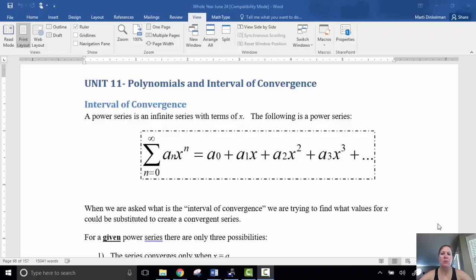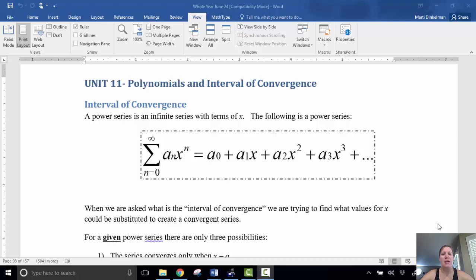Hey everybody, it's Mrs. Dinkelman, and we're moving on to Unit 11 where we're creating polynomials and then seeing where those polynomials might converge, or where they would match up on a graph if we look at it visually. So I'm going to talk a little bit visually and a little bit algebraically, depending on which way makes the most sense for your brain.